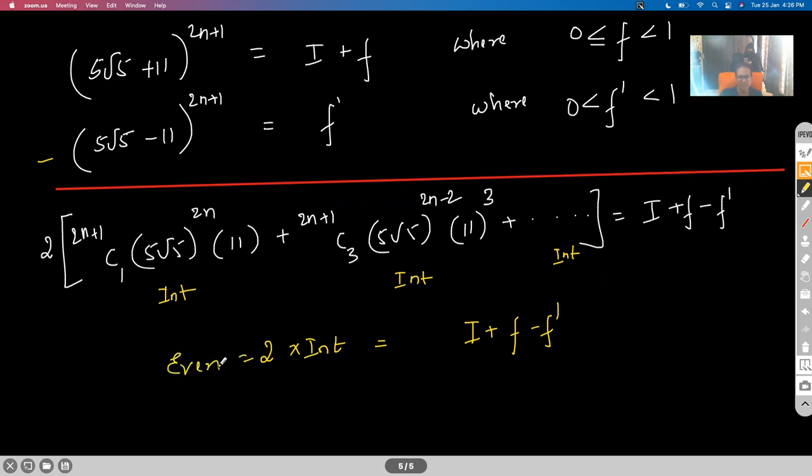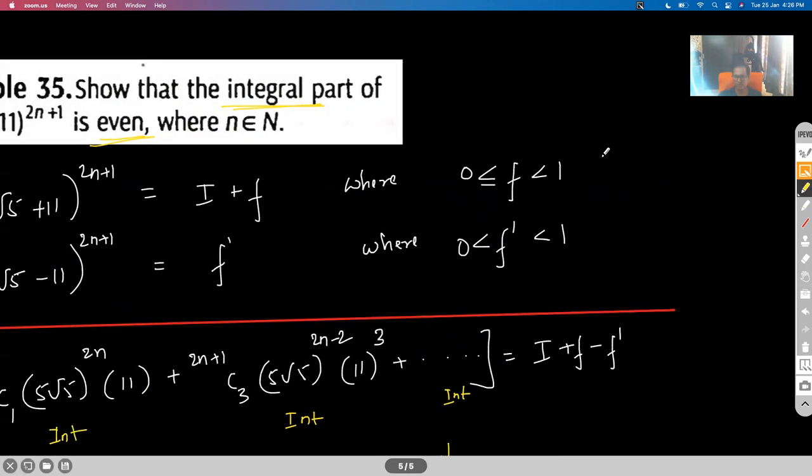Okay, and the right hand side will be I plus F minus F dash. Now whether even or not even, it is an integer, right? And I is already an integer, so that means this guy should also be an integer. Now, if you subtract these two, I can say F minus F dash should be between minus 1 to 1. Check it out.